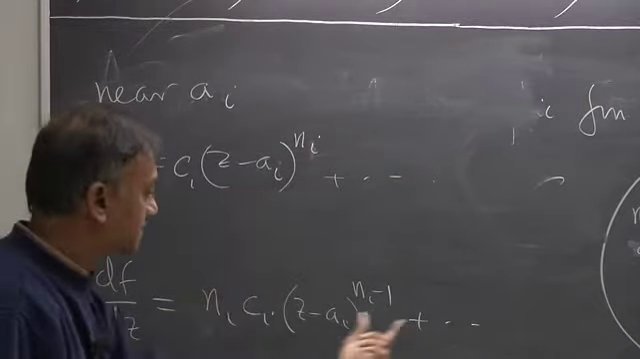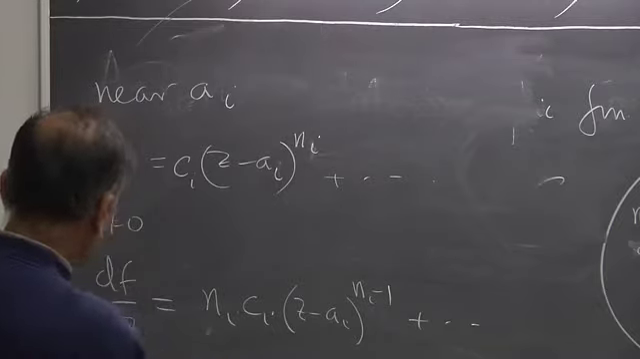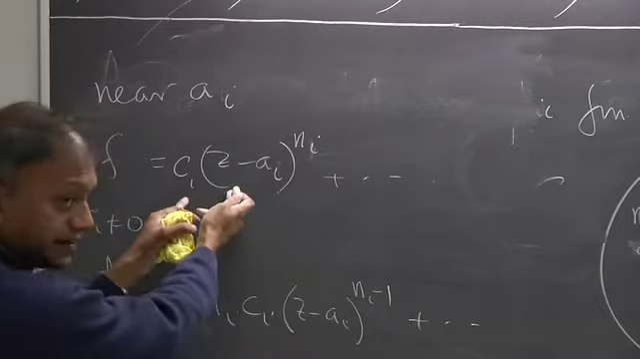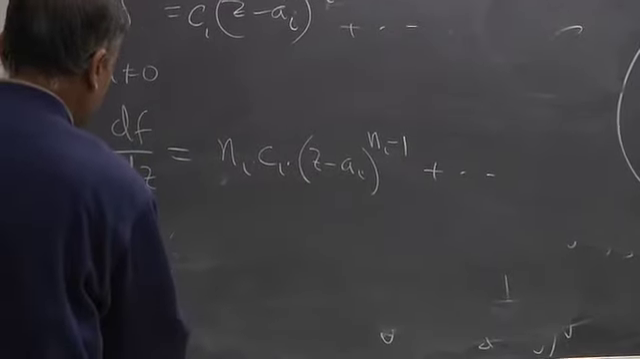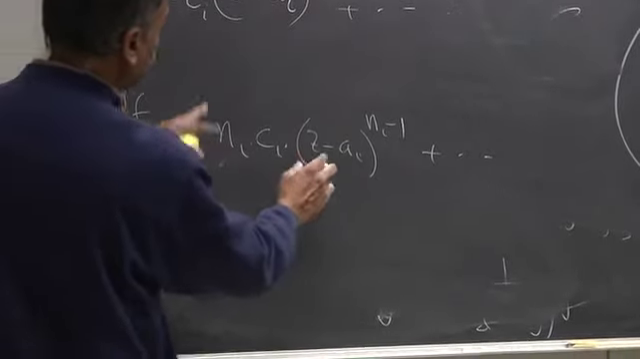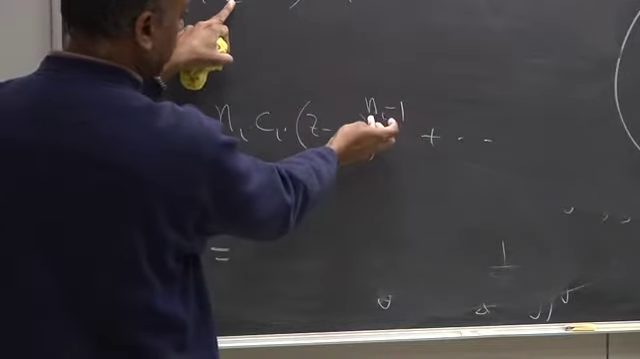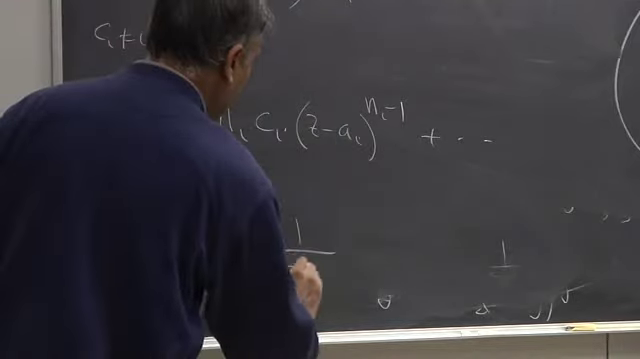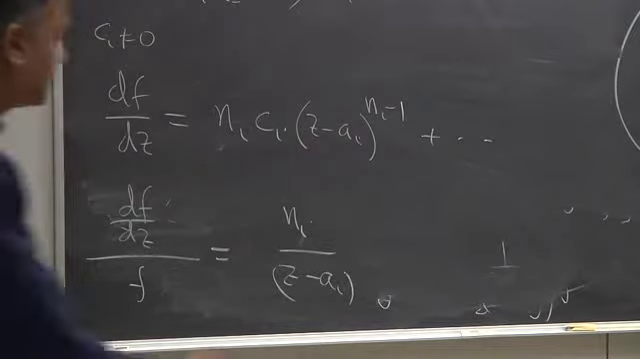So when I take the ratio, this divided by this, df/dz divided by f will start off as, you see the ci cancels, ni power here is ni minus 1. So there is a 1 over z minus ai, and then times ni. It will start off as this, plus something which is analytic.